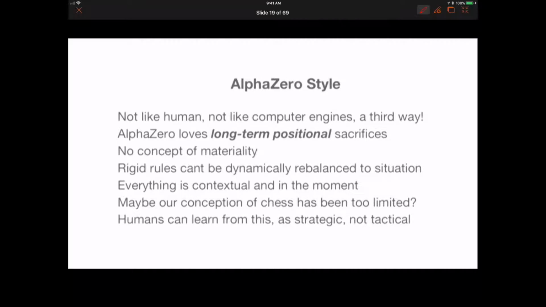So AlphaZero, the style it uses is it doesn't play like a human. It has no concept of materiality. It doesn't care if it loses a stone. Humans respond to material loss in chess and in Go with some emotion. AlphaGo does not respond at all and rather looks at the long-term positional outcome of a sacrifice of a stone or a chess piece.